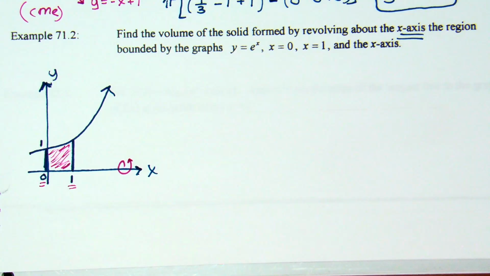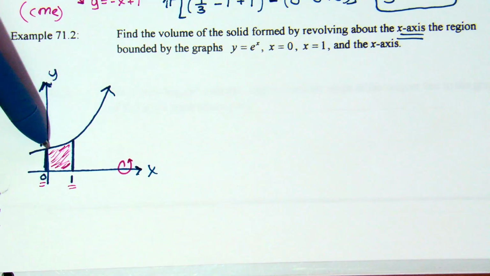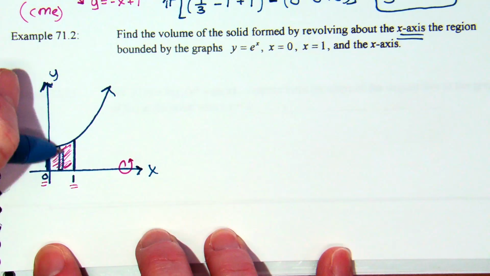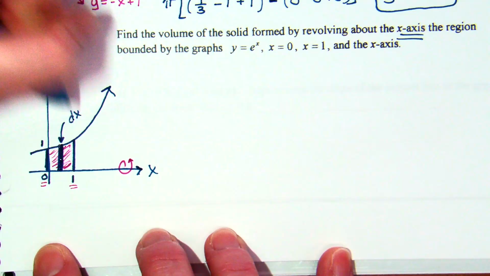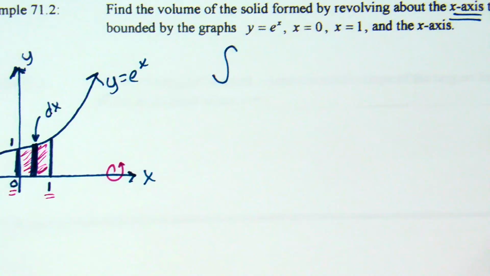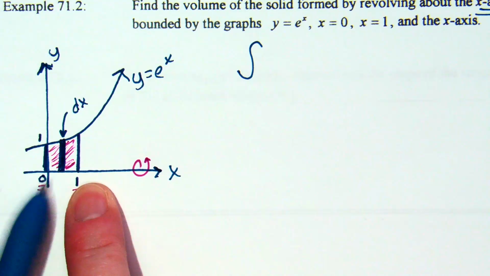Okay. So, again, we're rotating around the x-axis. So my slice, my rectangle right here, is going to be a vertical one representing dx. And of course, this was e to the x. Okay, guys, we need an integral. We're going to be working in terms of x. What are my x boundaries? 0 and 1. Because it's volume, we always have to start with a pi. And what is the function that's rotating?